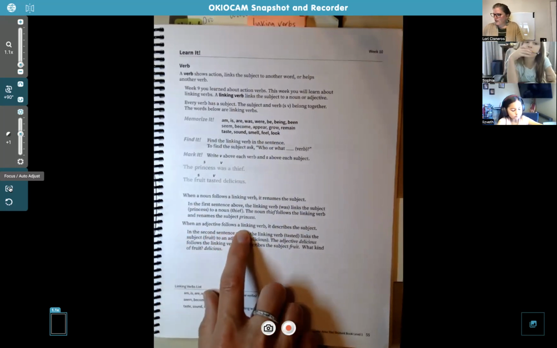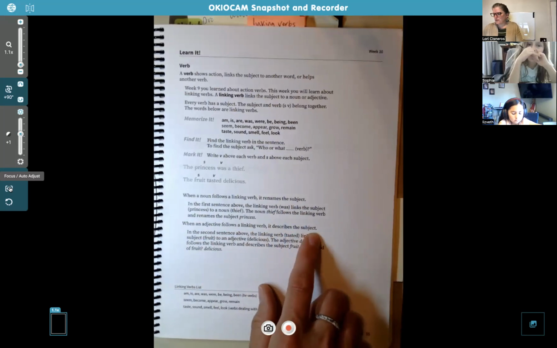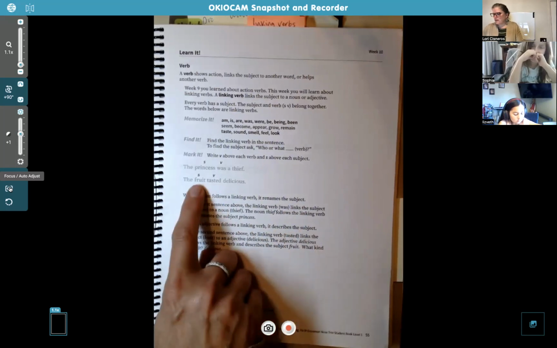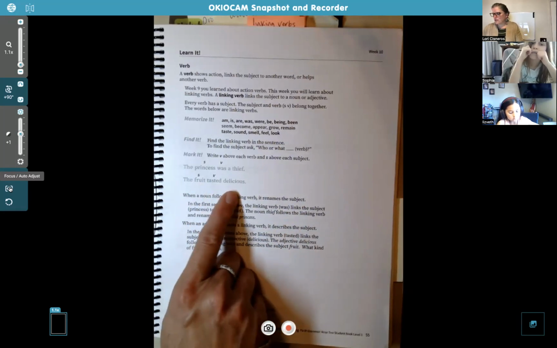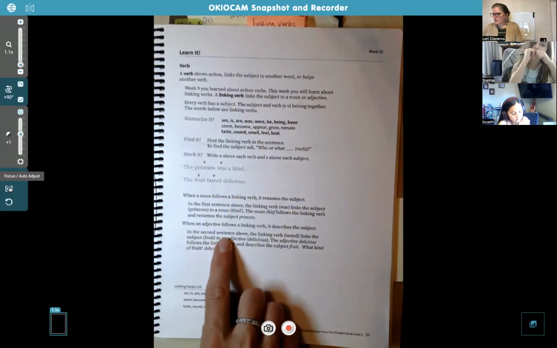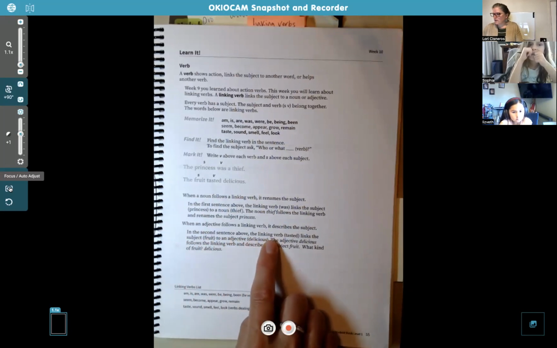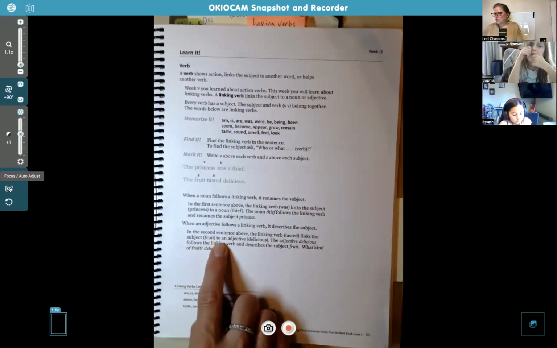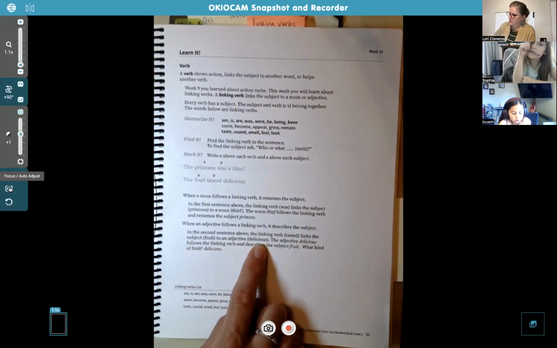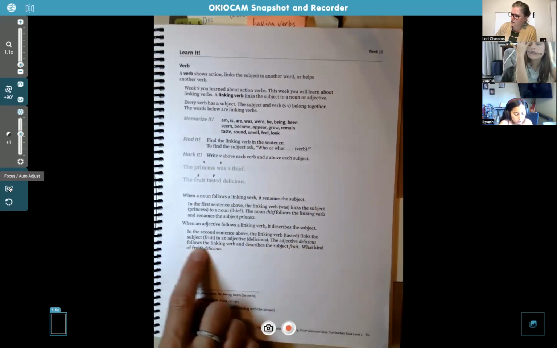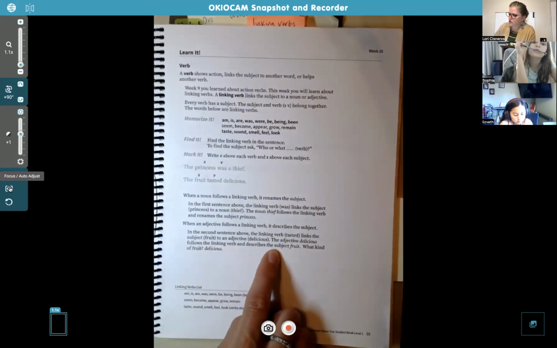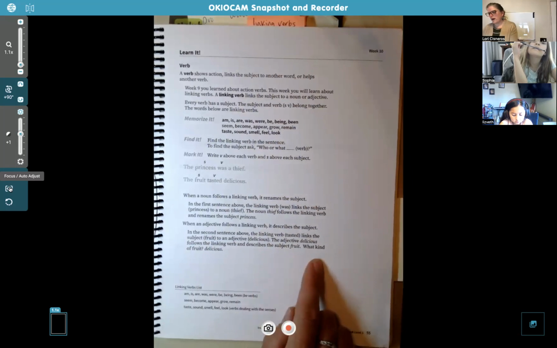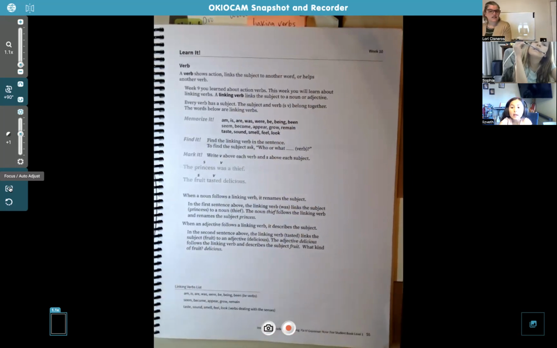When an adjective follows a linking verb, it describes the subject. So in the second sentence right here, the fruit tasted delicious. In the second sentence above, the linking verb tasted links the subject, fruit, to an adjective, delicious. The adjective delicious follows the linking verb and describes the subject, fruit. What kind of fruit? Delicious fruit.